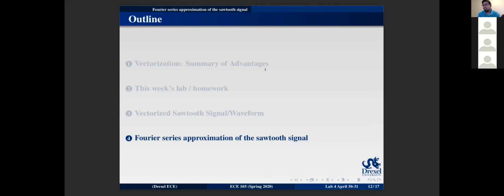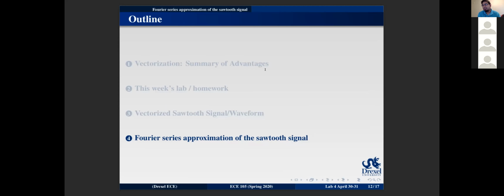All right, Fourier series approximation of the sawtooth signal. I would believe that most of you are not familiar with Fourier series. Has anyone taken any signals and systems class at any point? Yep. So you guys are familiar with Fourier series? I am. The teacher went over it a little bit.